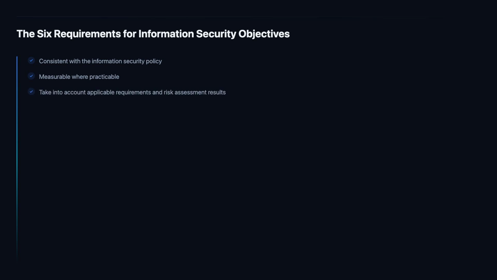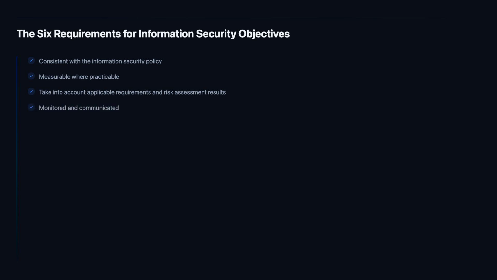Objectives must be grounded in the information security requirements the organization faces and in the results of the risk assessment. This requirement creates a direct link between the Clause 6.1 risk management activities and the Clause 6.2 objective setting process. Objectives that address the organization's highest priority risks and most significant compliance obligations will be far more effective at improving security than objectives chosen based on convenience or industry convention.